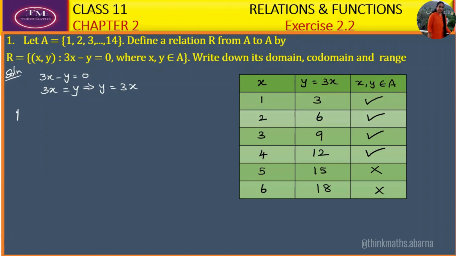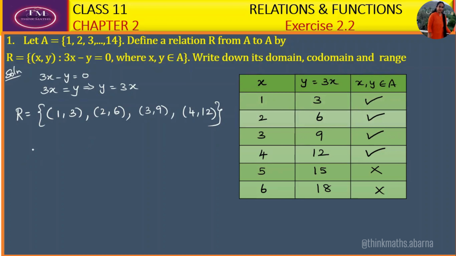Now R is the relation, so let us write the relation in roster form. How do you write it? Open the curly bracket. The pairs are 1 comma 3, 2 comma 6, 3 comma 9, and 4 comma 12. These are the pairs that satisfy x comma y belongs to A.